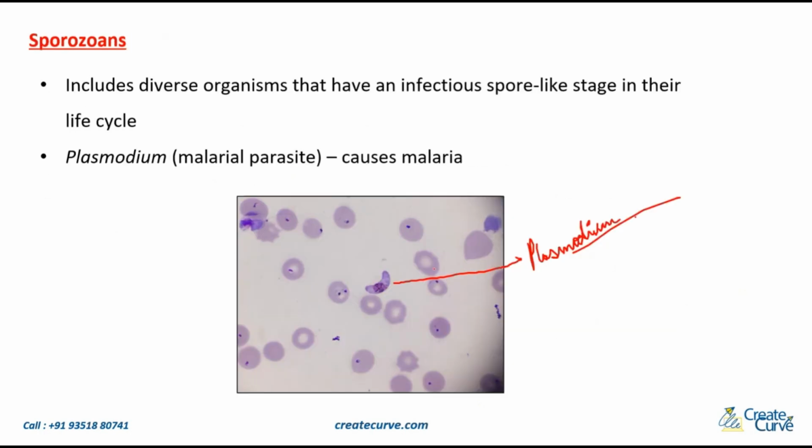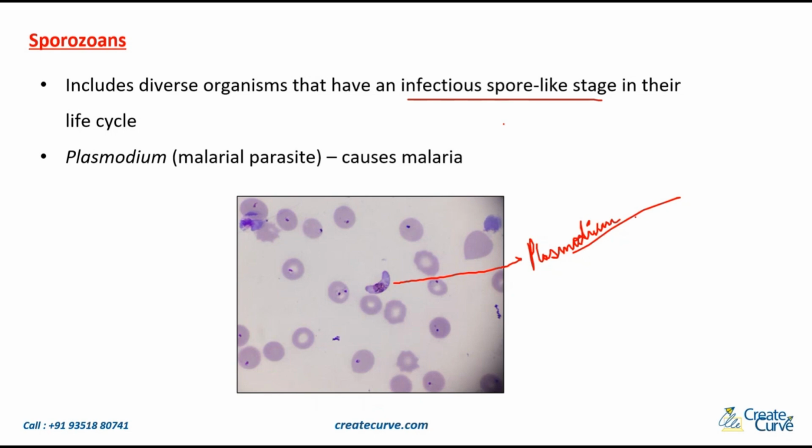And the last one is sporozoans. Now, this group includes many diverse organisms that have an infectious spore-like stage in their life cycle. Example for this would be Plasmodium. Here it is the malarial parasite that we're talking about, which causes malaria. So you have the mosquito which will harbor this particular parasite, Plasmodium. So if that mosquito goes and bites another healthy person, it will inject the Plasmodium into their bloodstream.